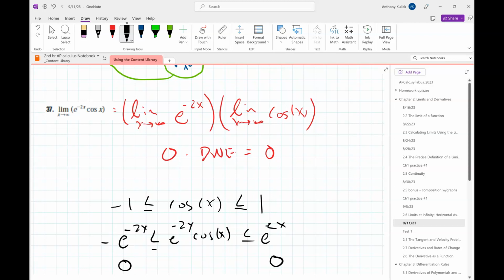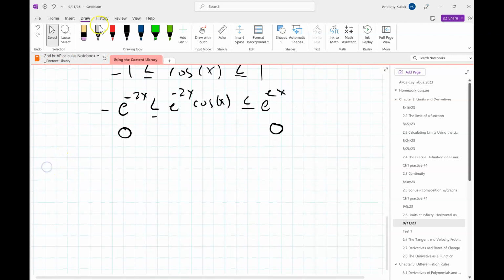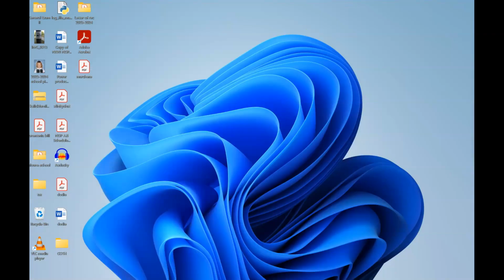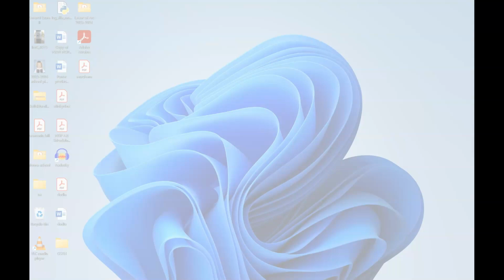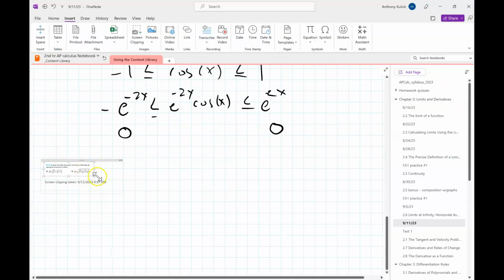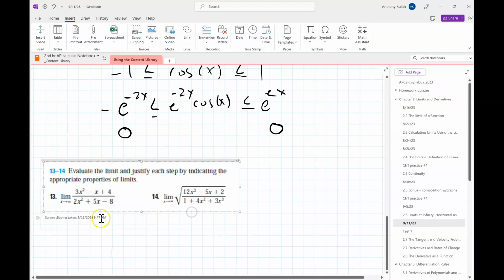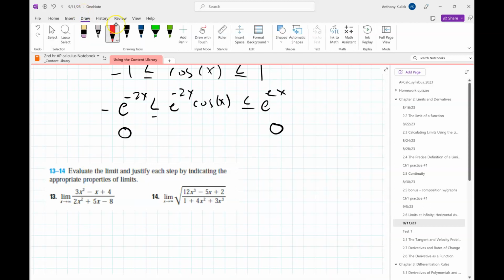Isabel? Can you also do 14? Sure. Okay, so it says to evaluate and justify each step. I'm going to not write the justification. I'll just do it one step at a time. Is that okay? Yeah, that's fine.